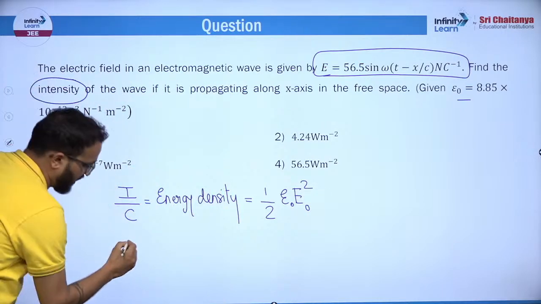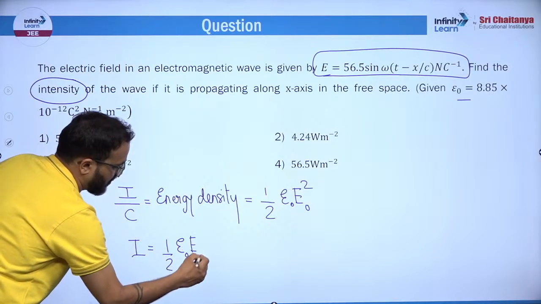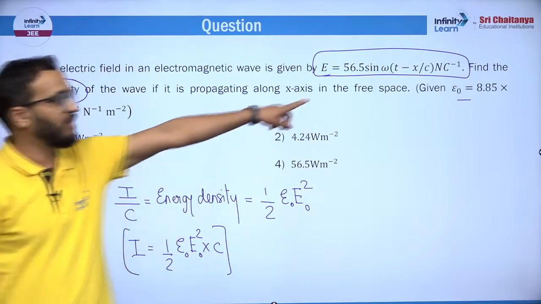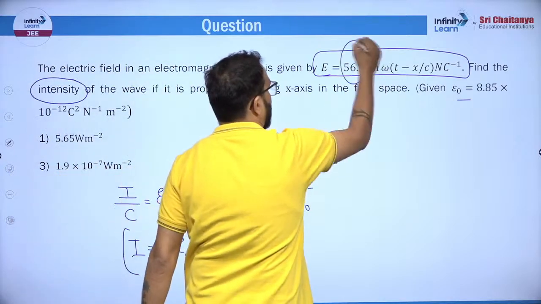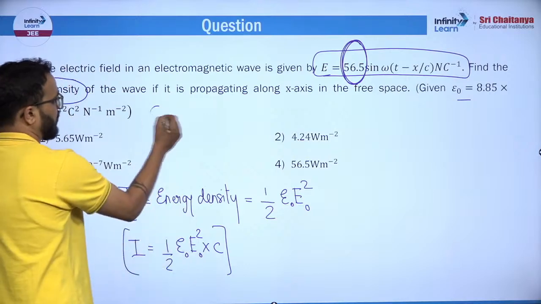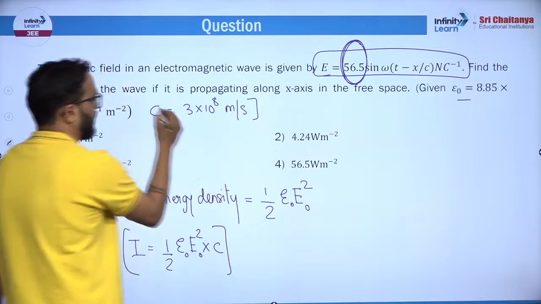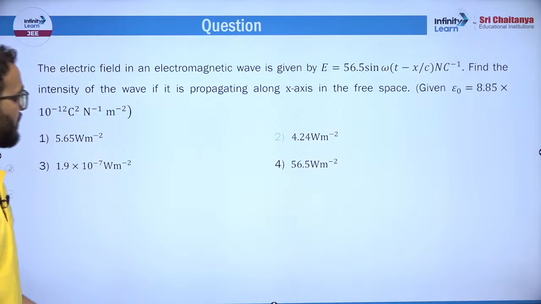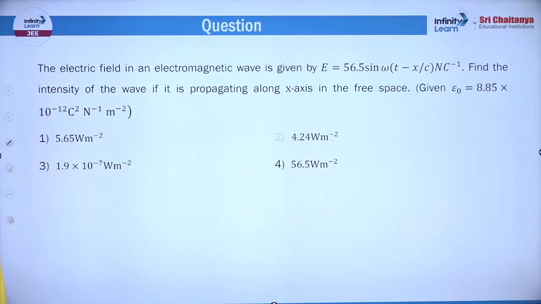So if they want you to find out the intensity, it's very easy, students. Just do this, half epsilon naught E naught square into c. Just put the values. Epsilon naught value they have given 8.85 into 10 to the power minus 12. E naught is this, the peak value, 56.5. What is 56.5 whole square into c? Everybody knows what is c? 3 into 10 to the power 8 meters per second. Did you understand this? Okay, so put the values and probably the answer will come out to be 4.24, right? So this option is correct. Got it? Let's move on to the next question.